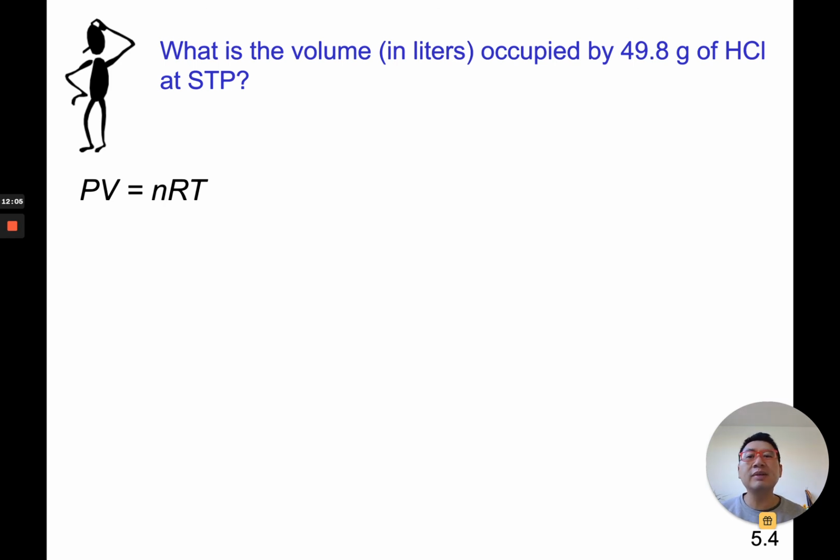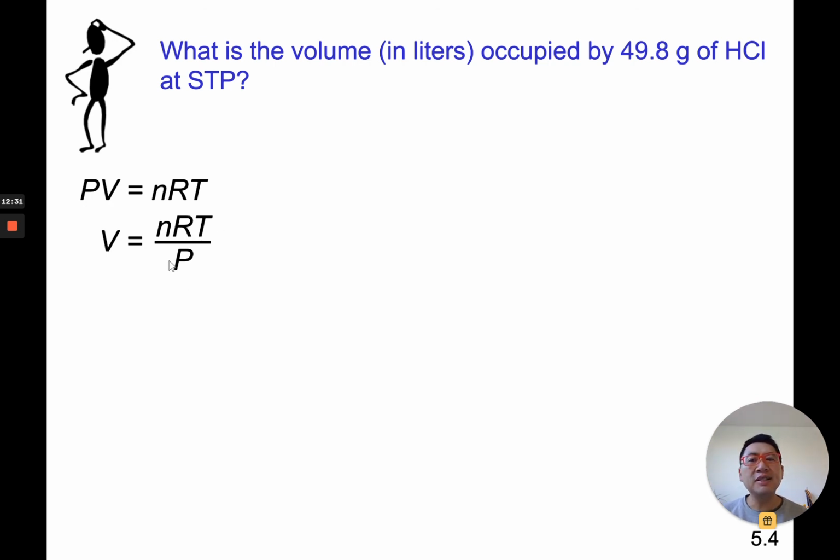Pressure times volume equals n, the number of moles, times R, the gas constant, times temperature. What am I trying to solve for? V, volume. So solving for V, V is equal to nRT over P. How do I do that? Divide both sides by P. I am doing it in variable form first. So the volume of the gas is equal to n, the number of moles, times R times T over P.